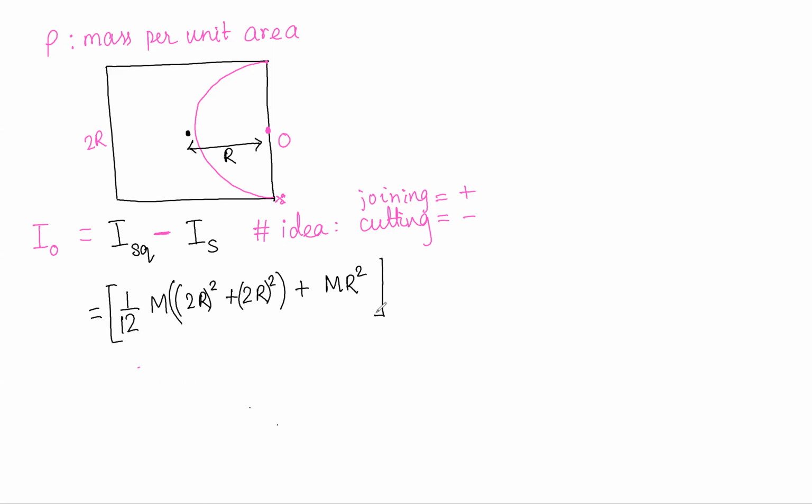What is the mass m? M is the mass of the square before cutting. Also, we will have small m. The small m is the mass of the small circular part that you are cutting out. So it is the mass of the cutout. What do we have to do? We have to subtract. Can we directly write half mr square? Yes, because we don't have to switch to any other axis. It is a part of a disk of the same shape. So you can just directly write half mr square. Done. Now what do we need to do?